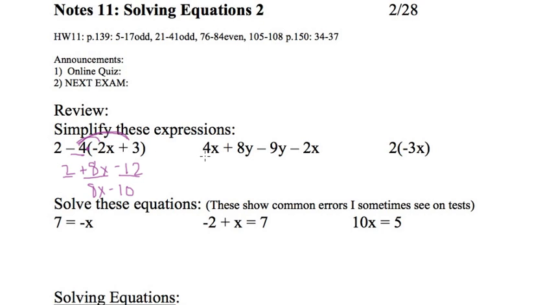We are adding like terms. 4x and -2x are like terms. 4x and -2x. Again, think money. Had 4, lost 2. Now I have 2x.